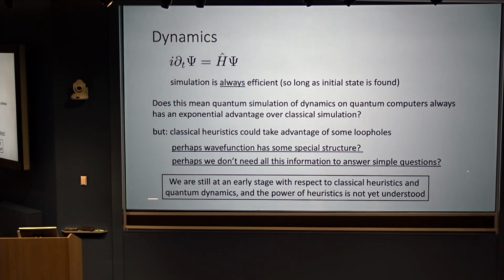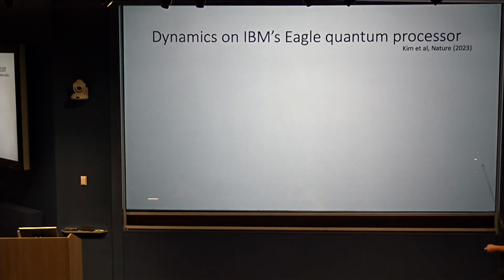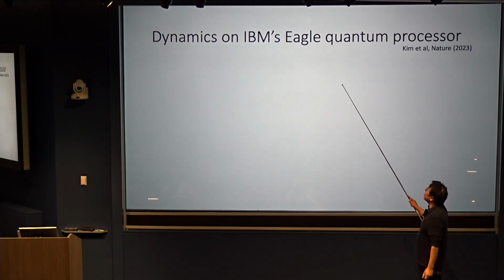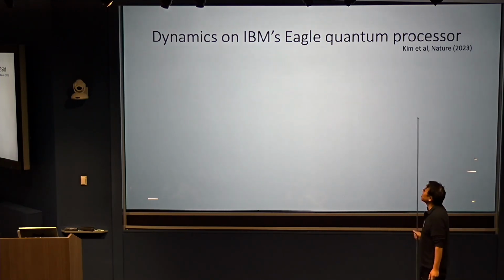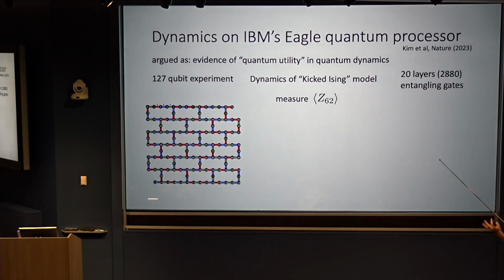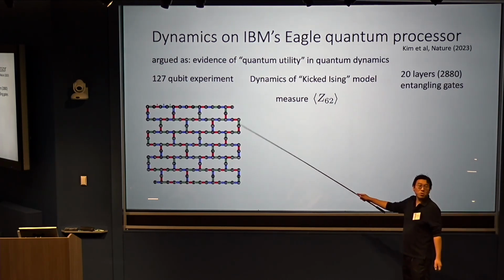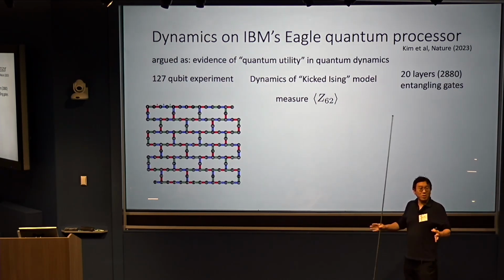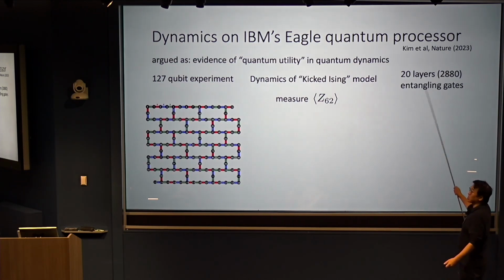But as an illustrated story of the potential of classical heuristics, I'll talk about a recent experiment. Very recently, there was an experiment carried out on a large quantum computer, the IBM Eagle device, which has 127 qubits. And people carried out a simulation using all the qubits. It doesn't really matter exactly what they did, but they carried out some kind of quantum dynamics using all the qubits and running the dynamics for quite some time using lots and lots of quantum gates.